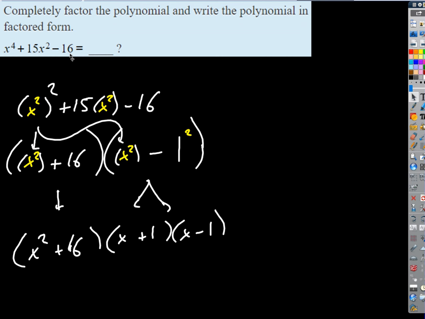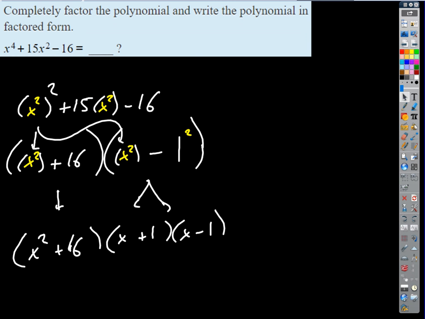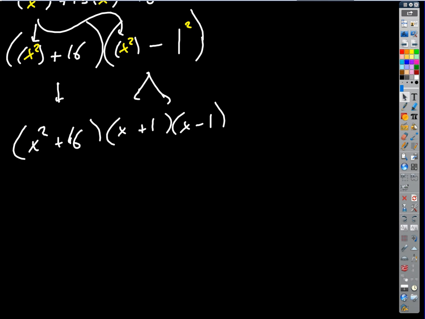So if we're just factoring this completely, that's what it asked us to do. That's as far as we can go. We can't factor this because it's a sum of squares, right? It's x squared plus something squared. This is a difference of squares, though. x squared minus 1 squared, and so we can factor that one.